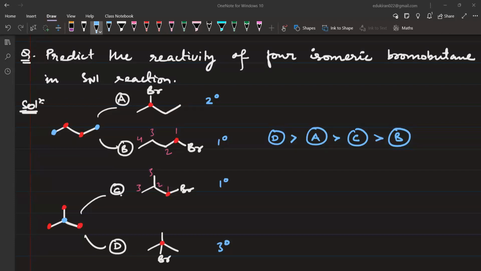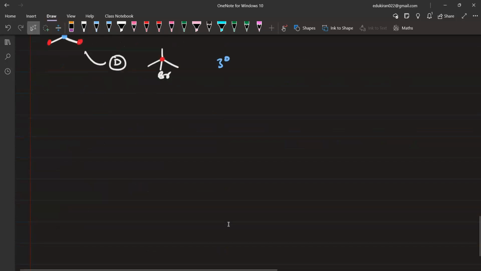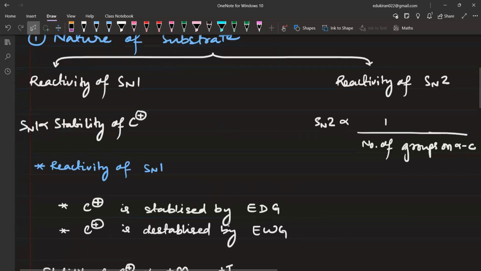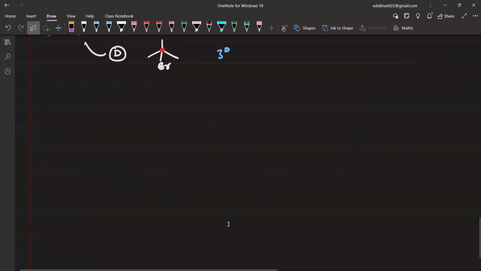Okay. Now, if I'm going to talk about the reactivity of SN2, that's pretty simple. You have to just remember one factor, that is the degree of carbon. Okay, so this is all about SN1 till here. So please write next reactivity of SN2.